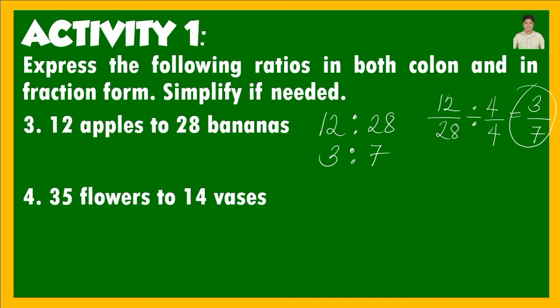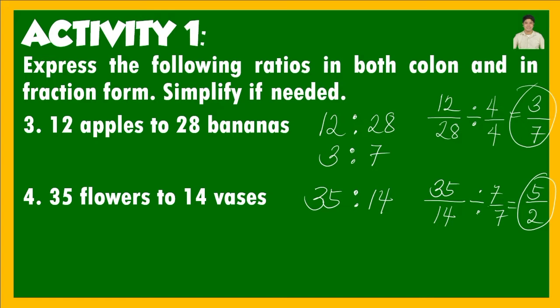35 flowers to 14 vases. That is 35 is to 14. In fraction form, 35 over 14. And then, ang GCF ng 35 and 14 is 7. So, dividing 7 to both numerator and denominator will give us a result of 5 over 2. So, 5 over 2. So, pwedeng isulat yung 35 is to 14 as 5 is to 2. Kasi nakasimplify po lahat yan.